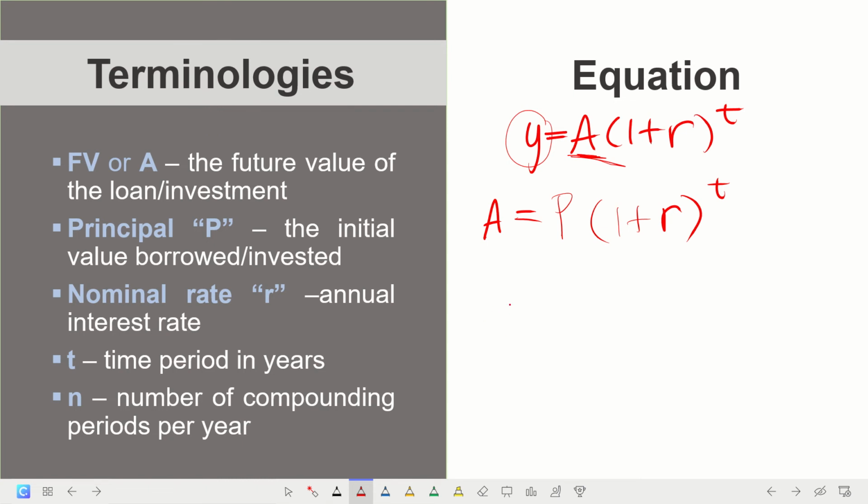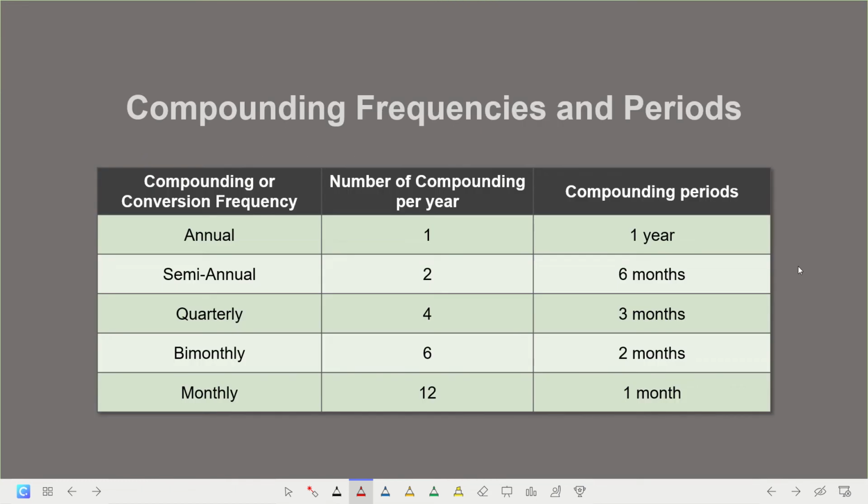So in compound interest, the equation is A is equal to P times 1 plus r divided by n, raised to n multiplied by the time period t. So what is our number of compounding? We have here compounded annually, compounded semi-annually, compounded quarterly, compounded bi-monthly, or compounded monthly.